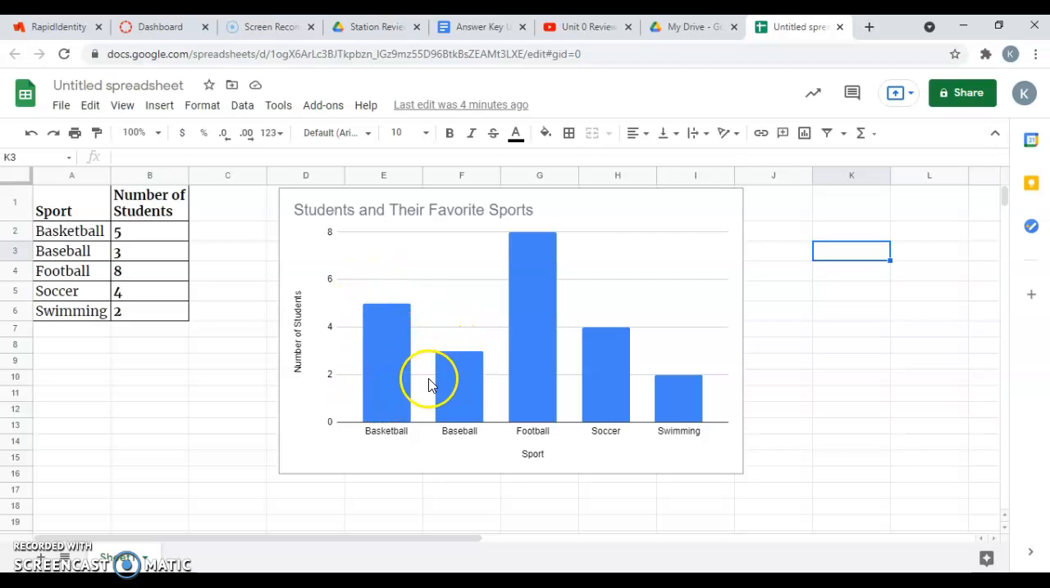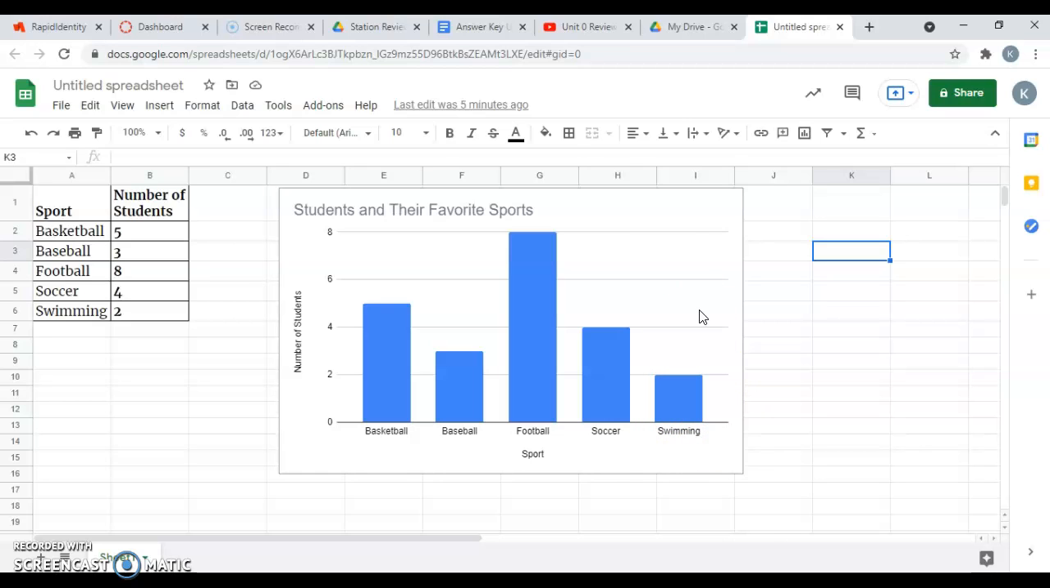Likewise with baseball, if we go and follow the top of the bar over, we know that 3 people said that baseball was their favorite. 8 people said that football was their favorite. 4 people said that soccer was their favorite. And then 2 people said that swimming was their favorite.